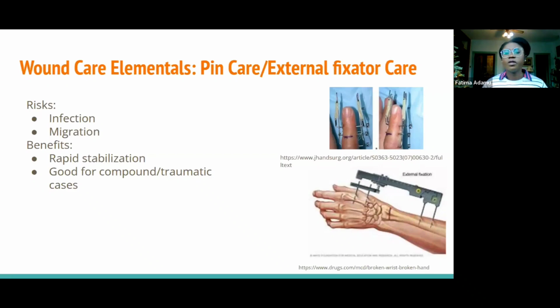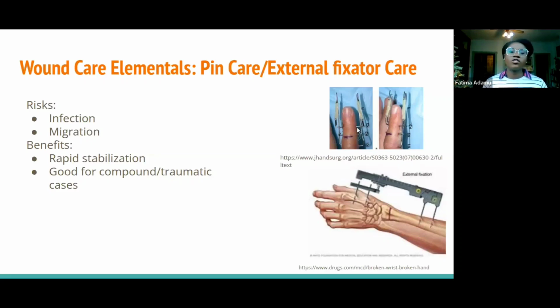Taking care of pins, some surgeons, again, prefer plain soap and water. I find if you're, for an abundance of caution, you can again use a 50-50 sterile saline peroxide solution to clean around the pins, because we don't want them to get infected. Yeah, there's a piece of metal sticking out of the body, and these are potential infection sites.